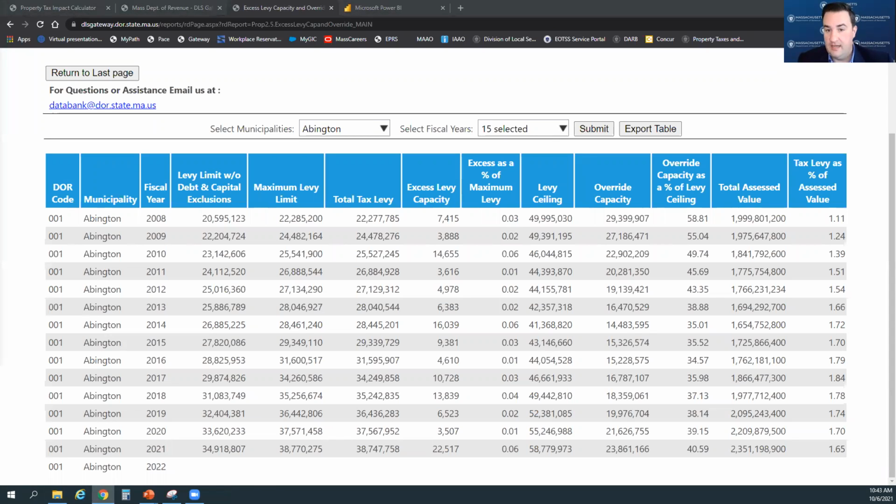Okay, so is there a way to select by county? Yes, there is. So some of these data sets do have county information in them. Some of them don't.